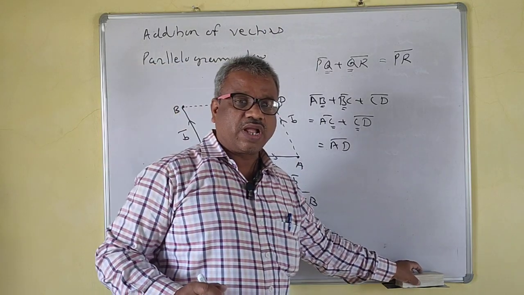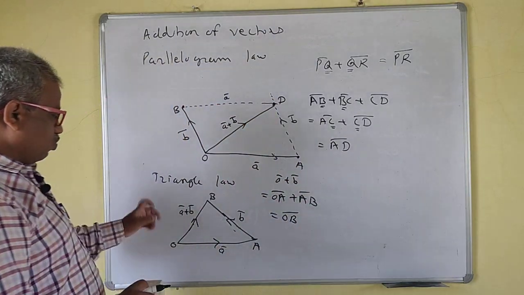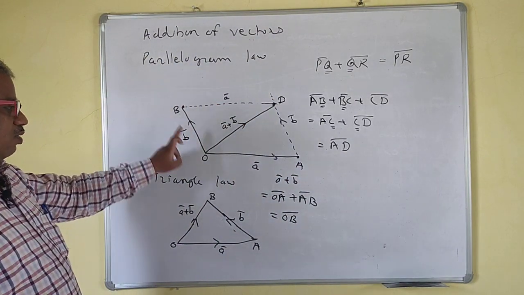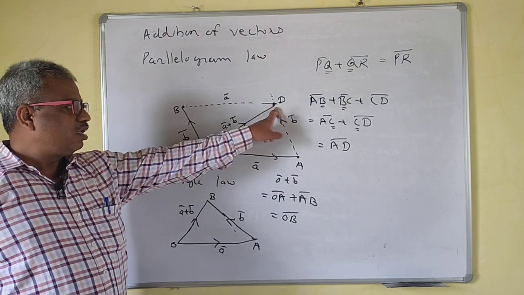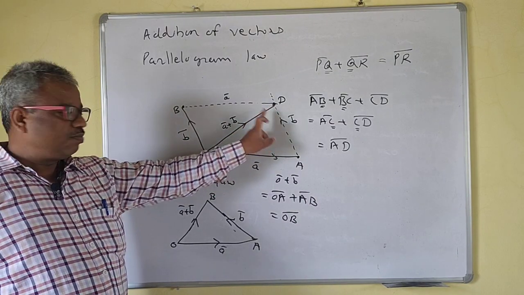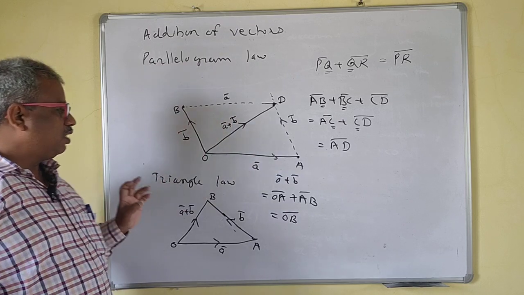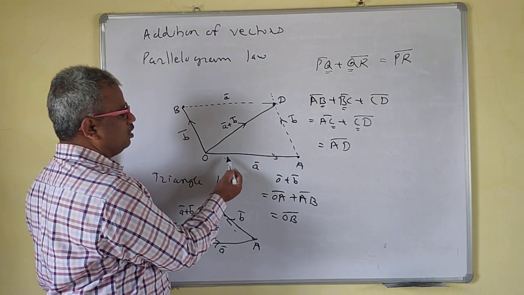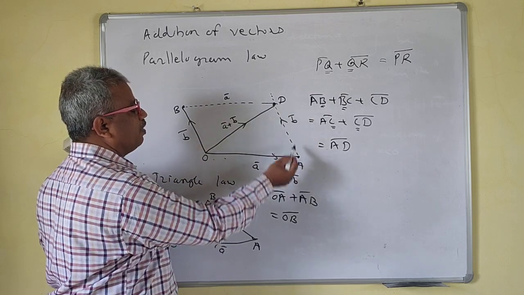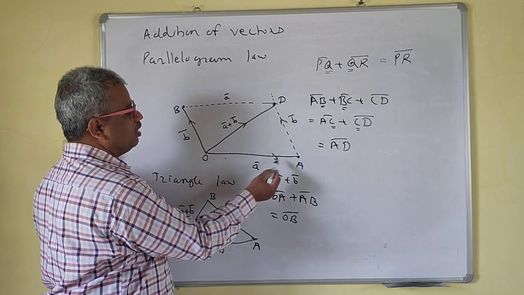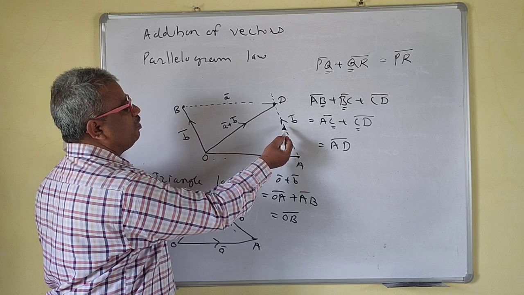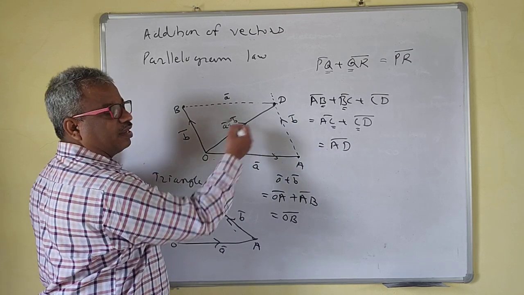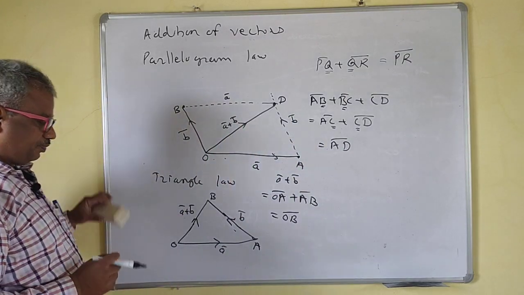So in this way we can do the addition of two vectors. Remember, this is the parallelogram, A bar plus B bar. This is the diagonal here. The diagonal will be your A bar plus B bar. You can apply the triangle law here also. See, OA bar plus AD bar is nothing but A bar plus B bar. That will be your OD bar.